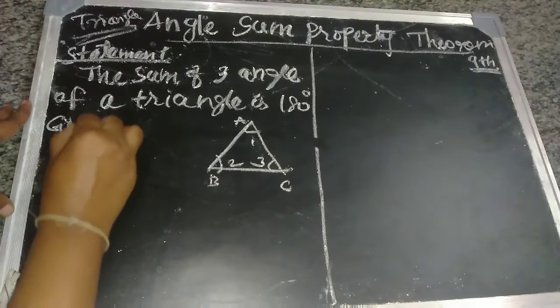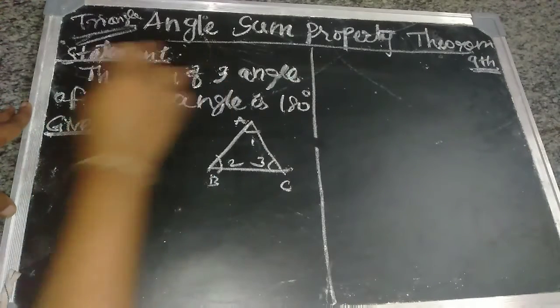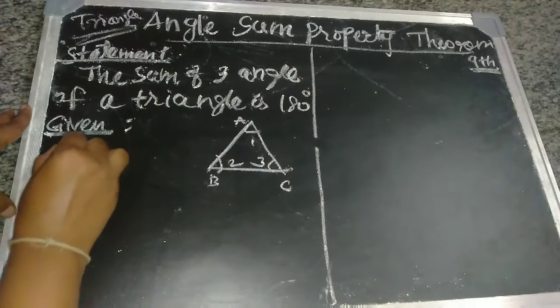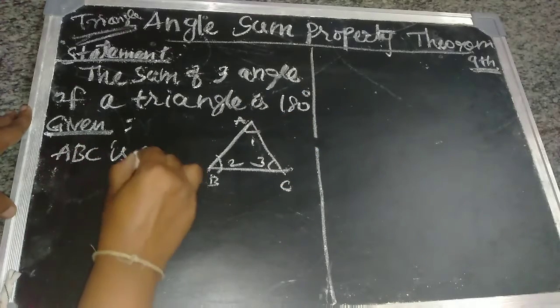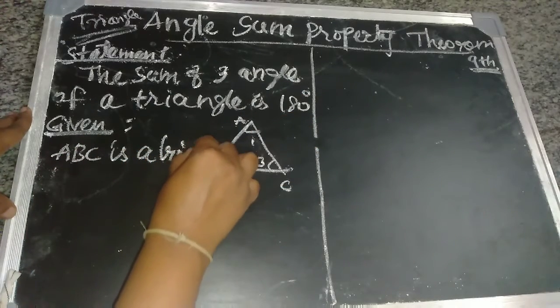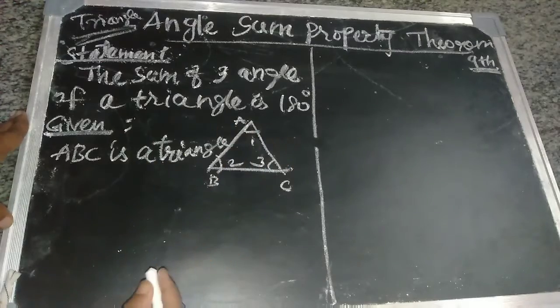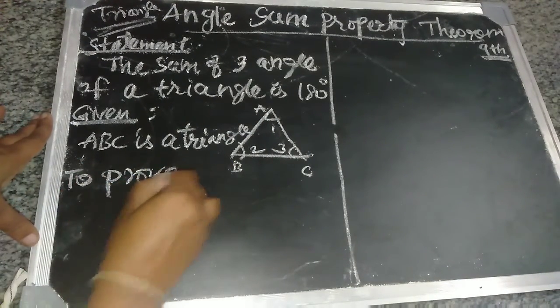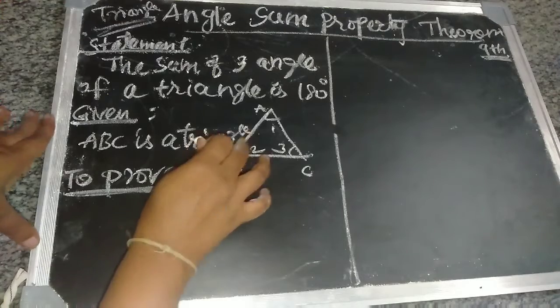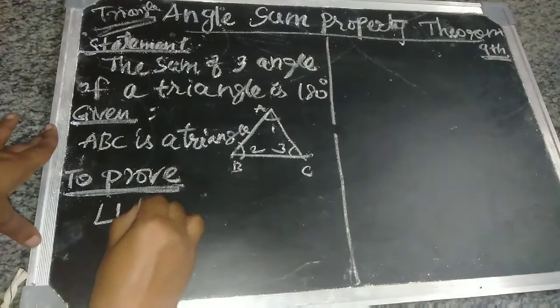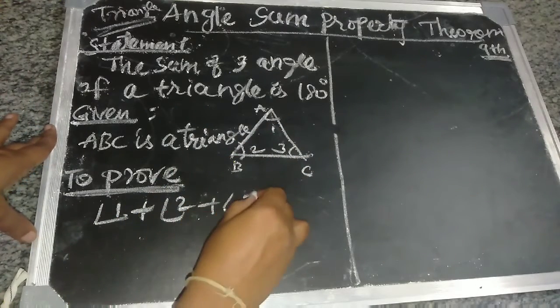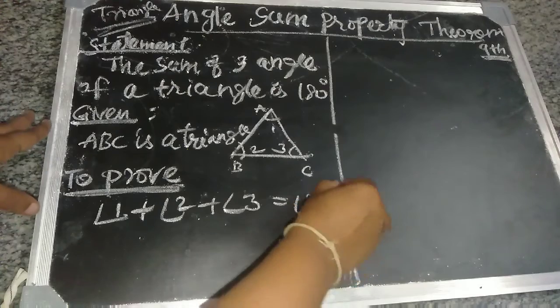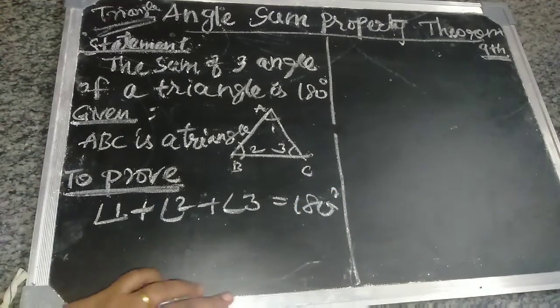What in this theorem is given? The sum of three angles of a triangle is 180 degrees. So ABC is a triangle. One triangle is given. Okay, it is the given. What are we going to prove? The angle sum of all three angles. So angle 1 plus angle 2 plus angle 3 equals 180 degrees. This only we are going to prove.